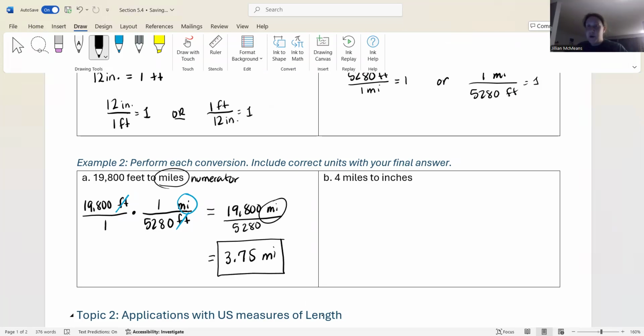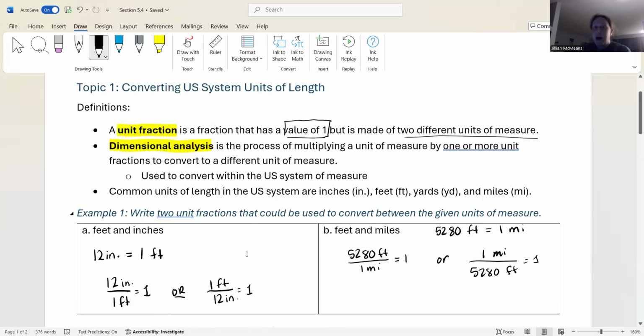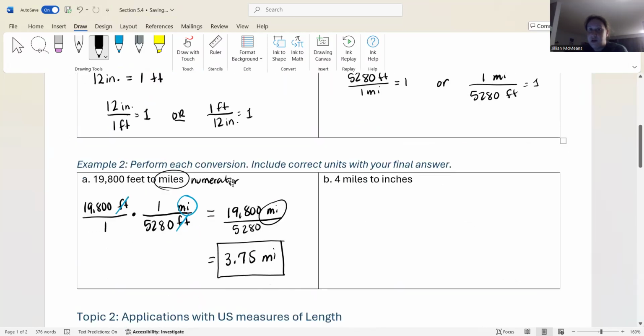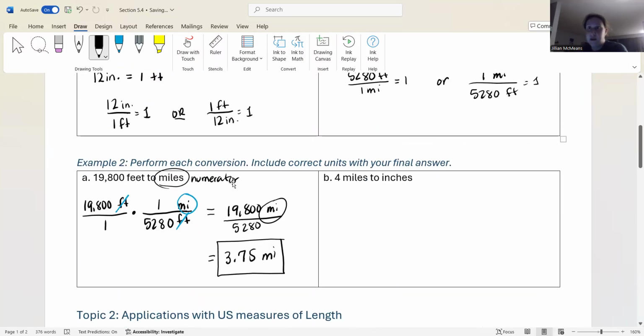So let's look at one more. We have to be a little bit careful with part B. We want to convert from miles to inches. And at this point, we know a way to convert feet to miles and we know a way to convert feet to inches, but we don't have a conversion that takes us from miles to inches. But that's okay because up here, when we were describing what dimensional analysis is, I said it's the process of multiplying a unit of measure by one or more unit fractions. So in this case, if you don't have a single conversion that takes you directly from one measurement to the next, you just multiply by a series of unit fractions, okay?